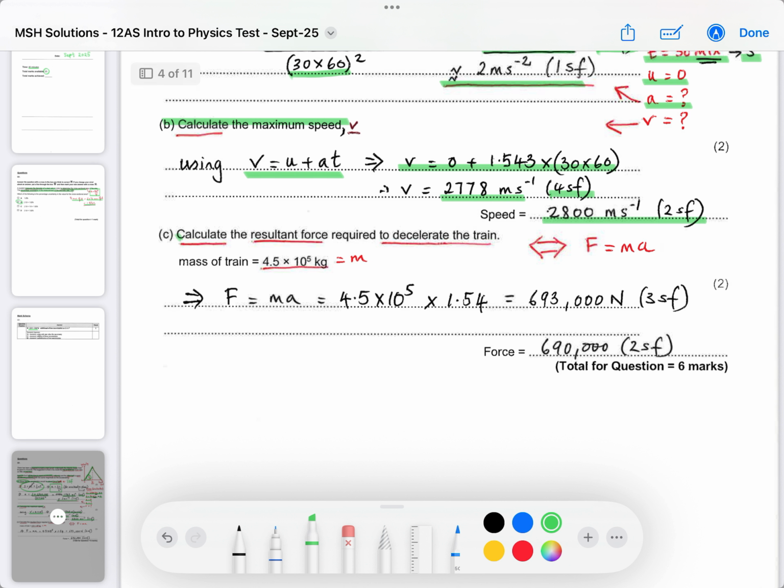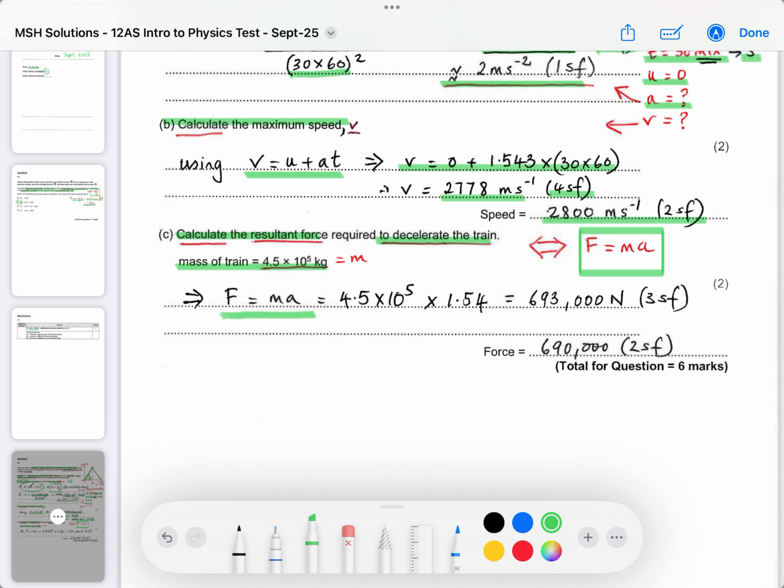Then it wants you to calculate the resultant force. So it's like GCSE, F equals ma, Newton's second law, yeah, to decelerate the train. So obviously the force required will be the same as the accelerating force. Initially, they've given you the mass of the train in standard form.